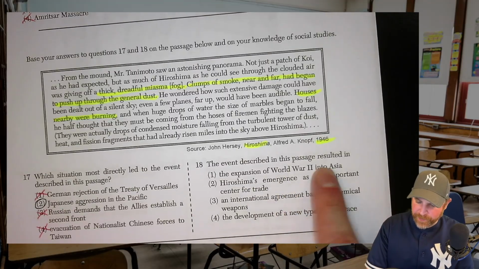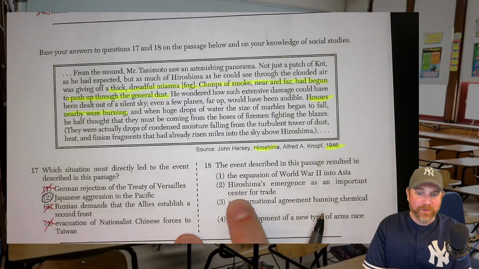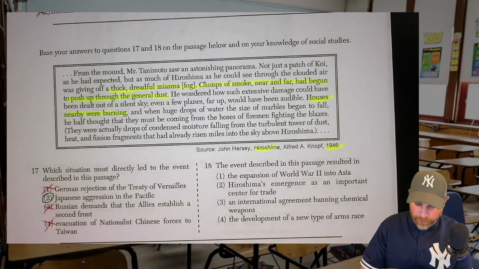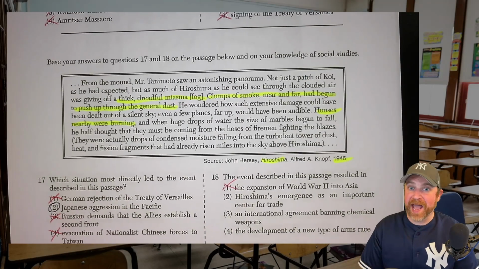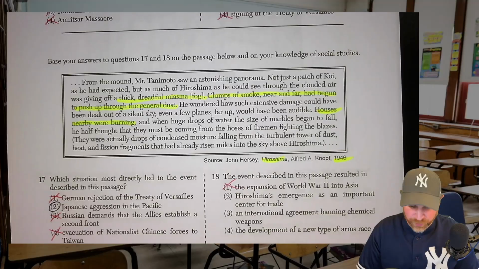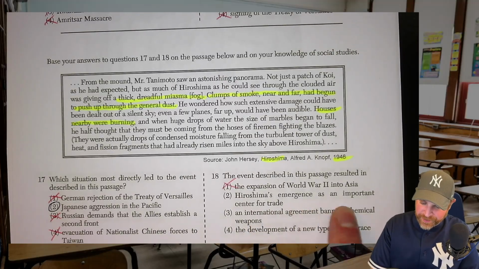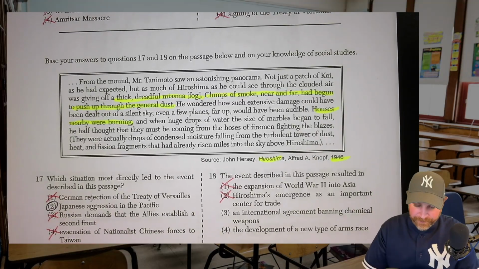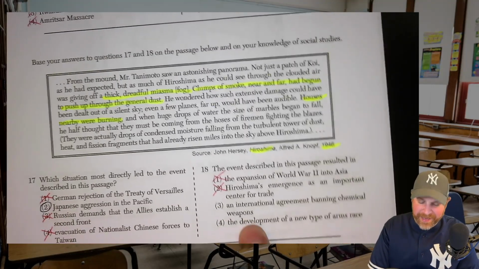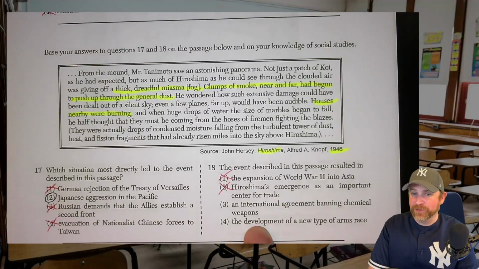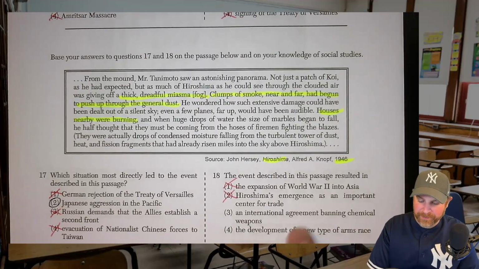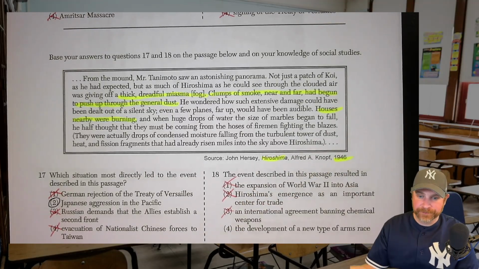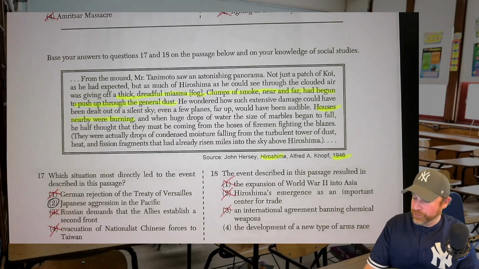The event described in this passage resulted in... Okay, so now what happens after the passage, right? The expansion of World War II into Asia? Nope, that's certainly not going to be the answer. World War II was already happening in Asia before the source was written. Hiroshima's emergence as an important center for trade? Not going to be the case if it's destroyed from the atomic bomb, right? An international agreement banning chemical weapons. That might have been created, in fact it was, but atomic bombs are not chemical weapons, right? They're atomic weapons. So we cross off choice 3. The development of a new type of arms race is the answer.